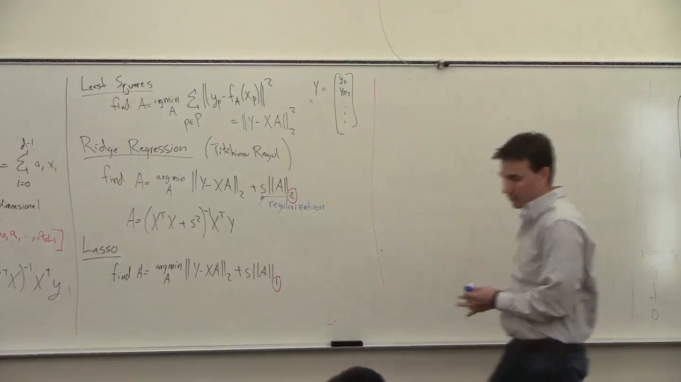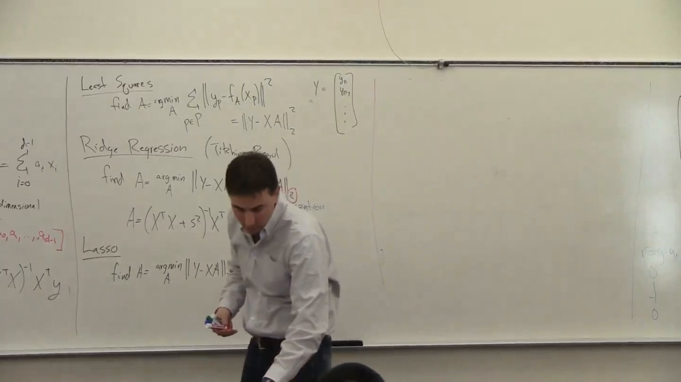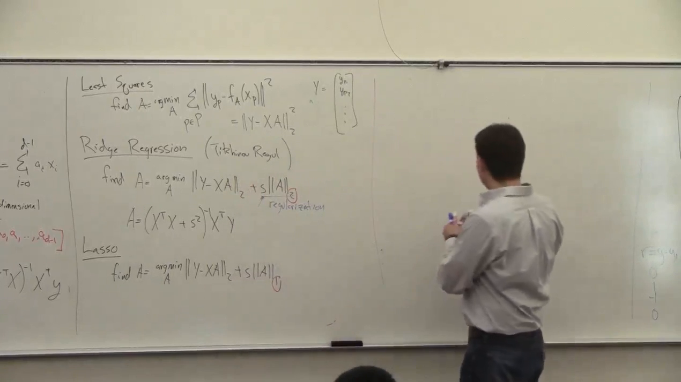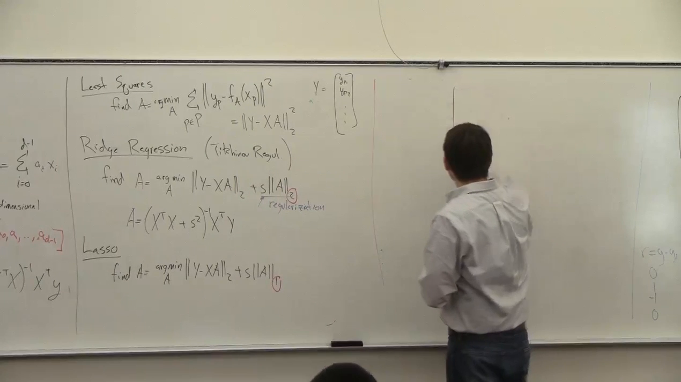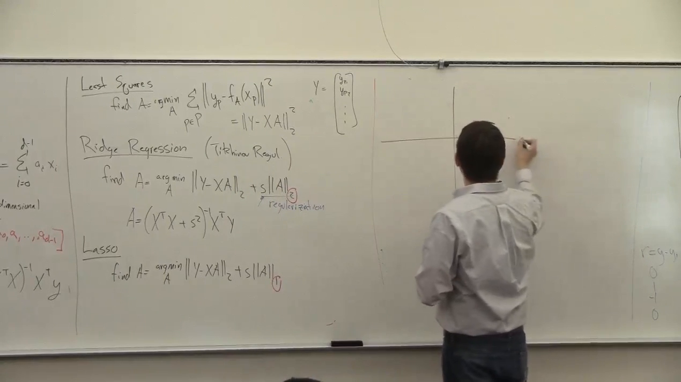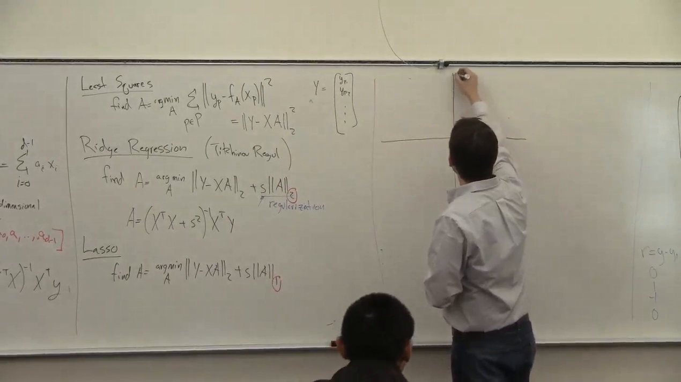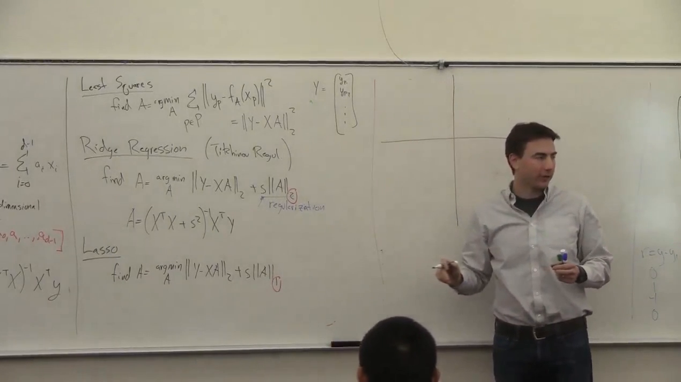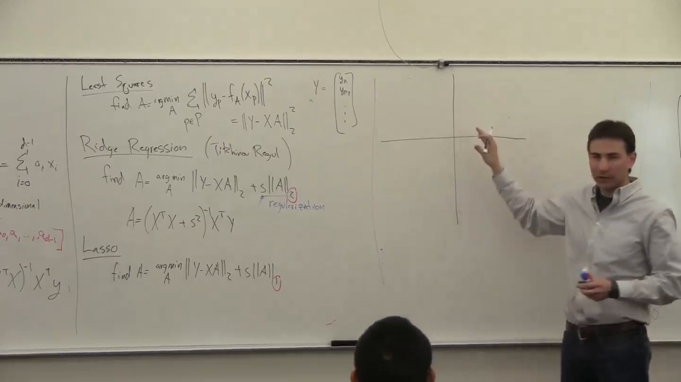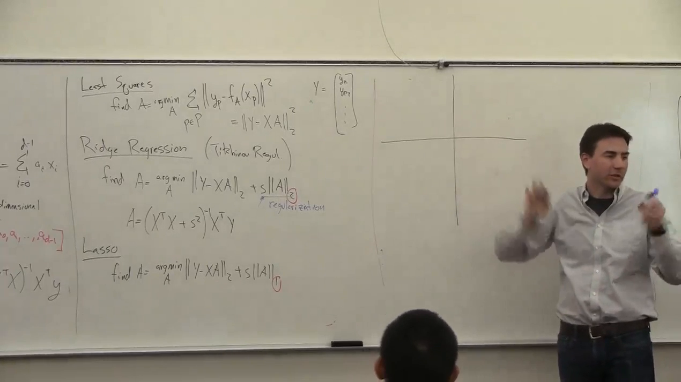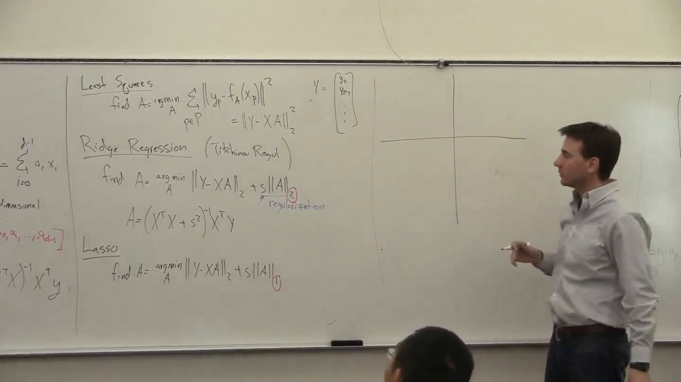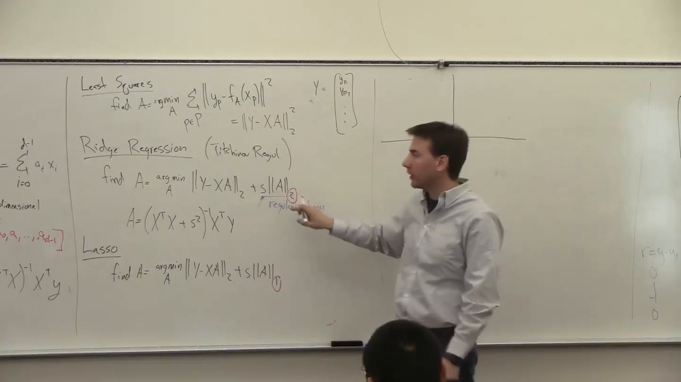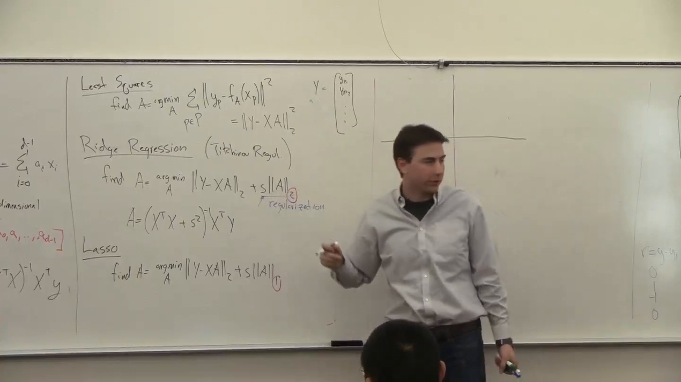Let's draw a picture here. And we drew some similar pictures when we were talking about distances before. So I'm going to look at the L1 norm and the L2 norm of a vector A. I can only draw in two dimensions, and I'll explain how this works in higher dimensions. But think of A as having two possible values. It has two coefficients.